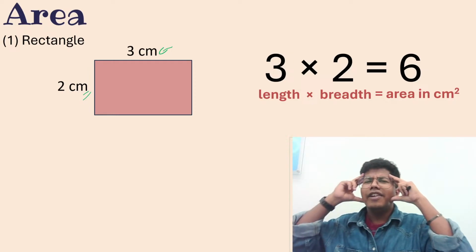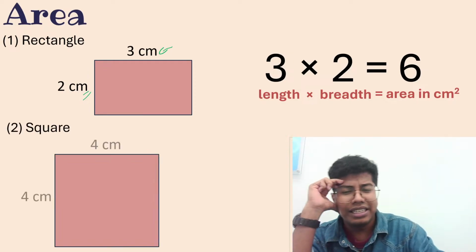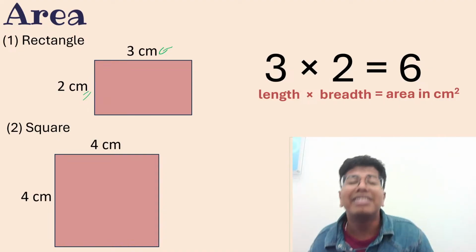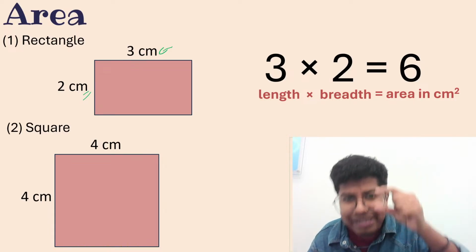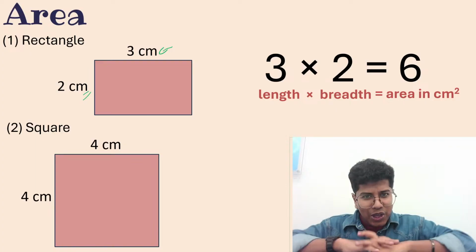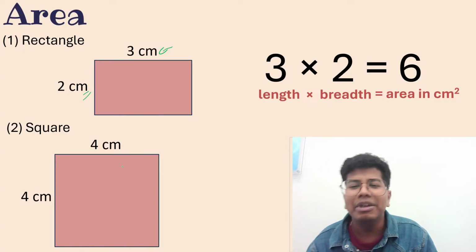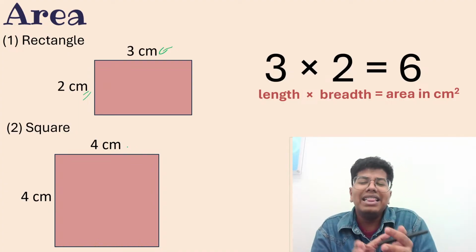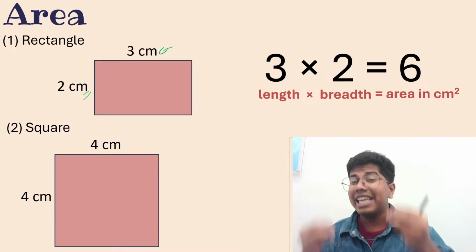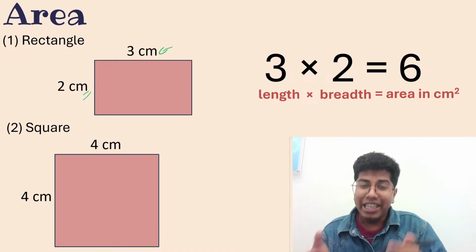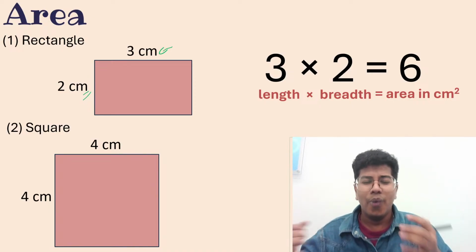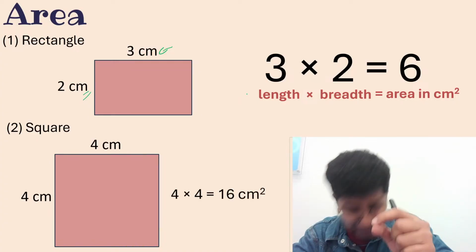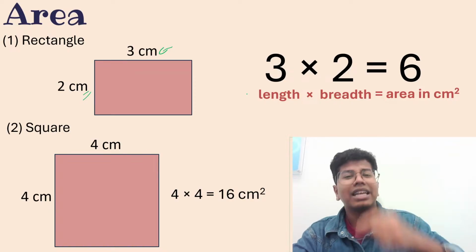But the question is, this is just for a rectangle. What happens if there is a square? So let's just see. Let's say if there is a square, the property still remains the same because you are just fitting 1 centimeter squares every time. Just the value has changed. In a square, the length and the width, that is the breadth, are of the same size. So if we want to calculate area here, which formula can we use? It's nothing but 4 times 4. It's just the same thing, length times breadth, but the value is the same.